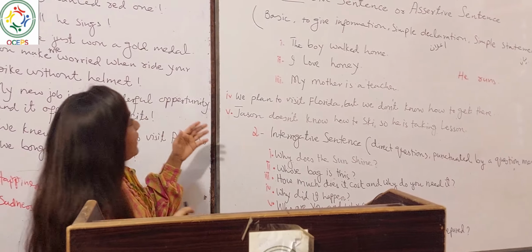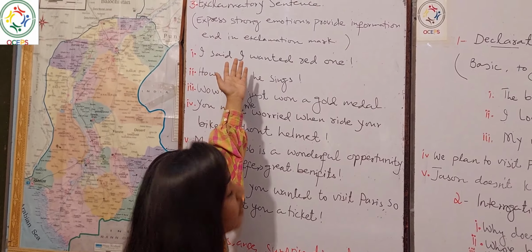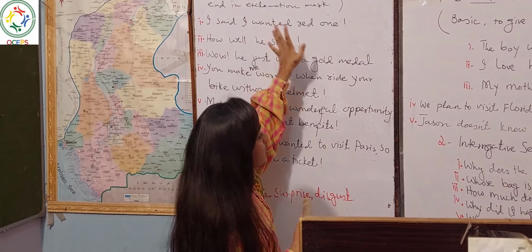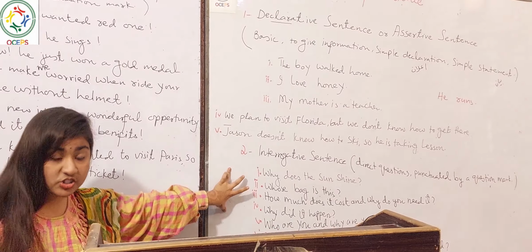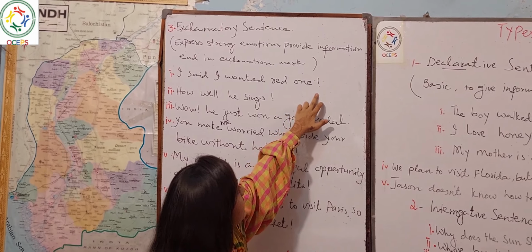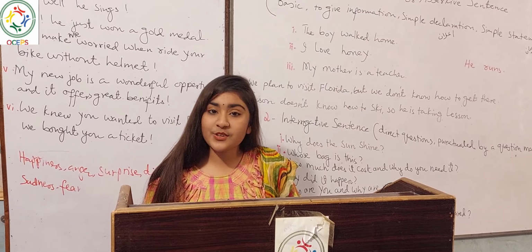So come to the third kind of sentences, that is the exclamatory sentences. So you can say it always expresses strong emotions or provides information, and this one is also like I told you in the interrogative: you have to end with the question mark, and in the exclamatory you have to end with the exclamation mark. Like you can see, this is the mark for these sentences. So the example is: wow, he's looking too good.